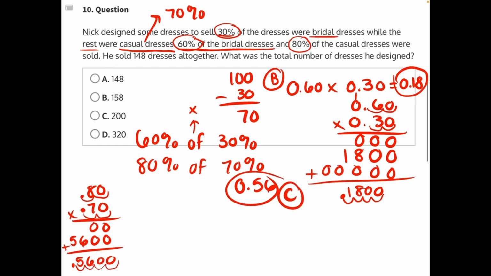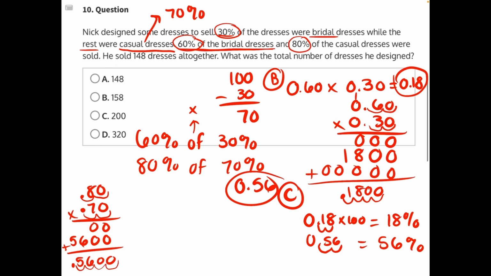Now we can convert those decimals to percentages by multiplying each of them by 100. 0.18 times 100. We'll move our decimal point 2 places to the right, and that will give us 18%. Same thing with 0.56. Move your decimal point 2 places to the right, and that will give you 56%.